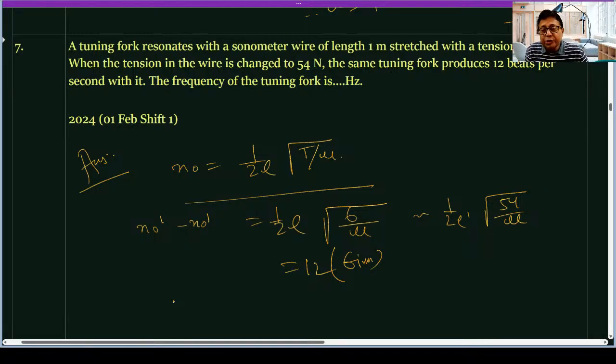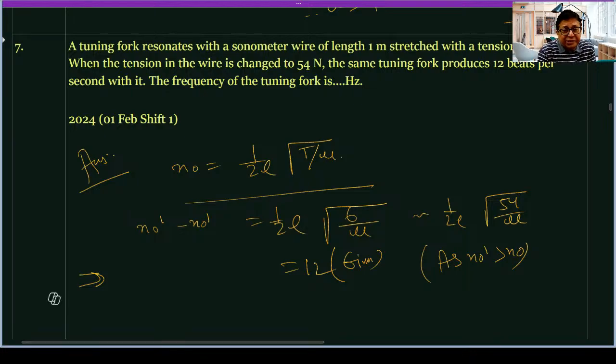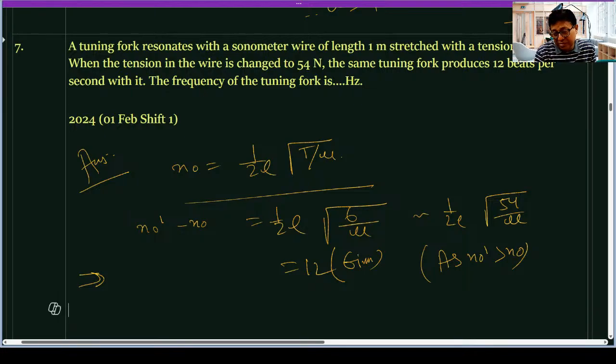They have given the difference as 12. As this one is going to be larger because L remains the same, we cannot change it, so N0 dash must be larger than N0. So what does this imply? N0 dash minus N0, okay, equal to 12.